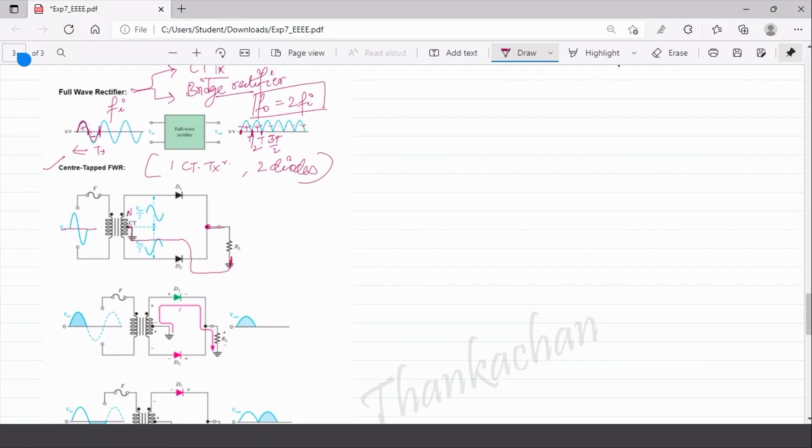So in the positive half, the supply voltage is positive here. That means this positive will induce a positive and negative polarity in the center tap transformer on the secondary side. Plus minus, plus minus. So the top point here is plus with respect to the center tap. You should understand that. And this is how it is connected.